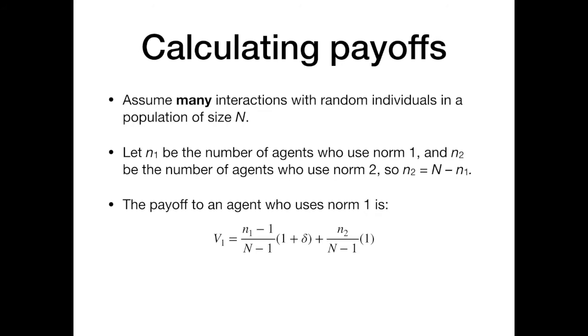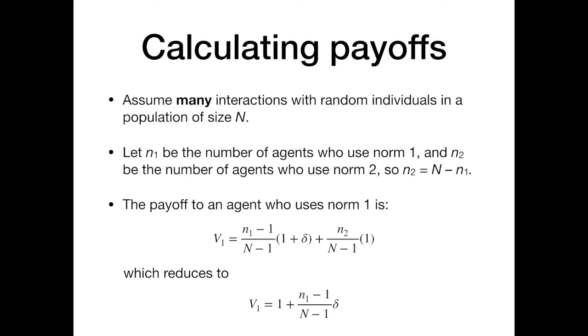So this is an equation. The first term basically says that the payoff is the number of agents with norm 1 times the payoff for norm 1, plus the proportion of agents with norm 2 times the payoff for norm 2. So this equation reduces to this: 1 plus (n sub 1 minus 1) divided by (n minus 1), times delta. And the same is for the payoff for norm 2. Right? Just replace the 1s with 2s.